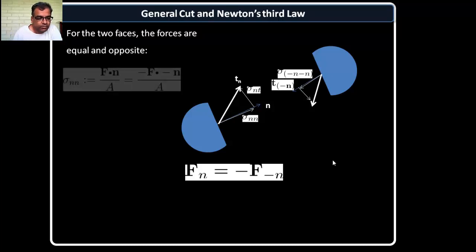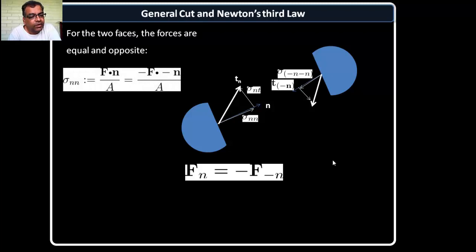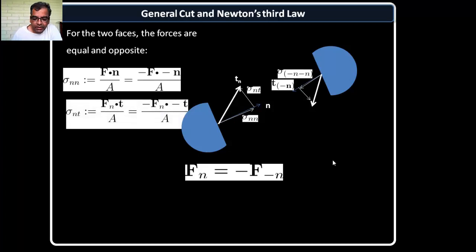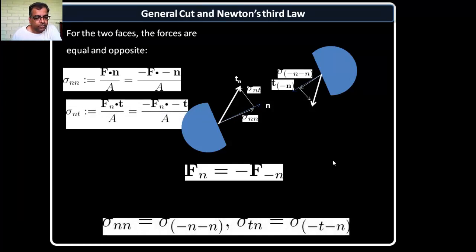So what does it mean? Fnn, n phase n force, is F dot n over A, must be equal to minus F dotted with minus n over A. If you substitute that, you will see that's true. Same thing with the tangent force. So what it means is that the n phase n force must be equal to the minus n phase minus n force. The n phase t force must be equal to the minus n phase minus t force. So they have to be equal and opposite.